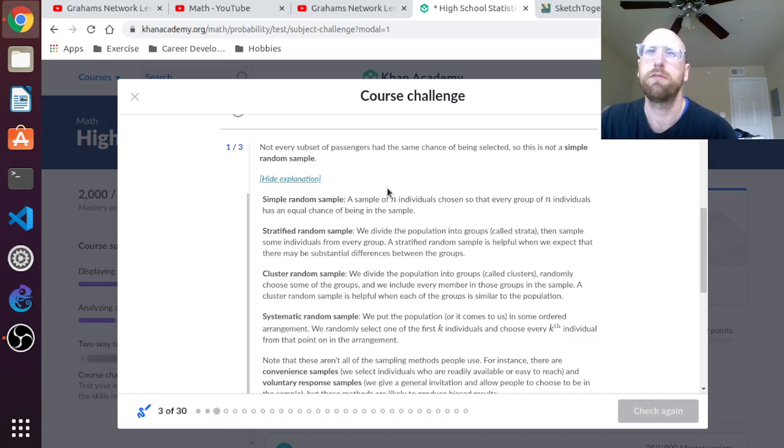Stratified random sample: we divide the population into groups called strata, then sample some individuals from every group. A stratified random sample is helpful when we expect that there may be substantial differences between the groups.